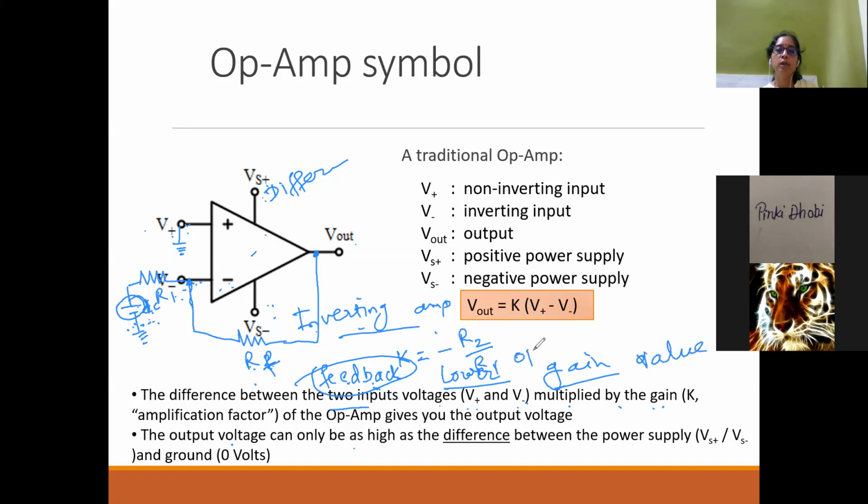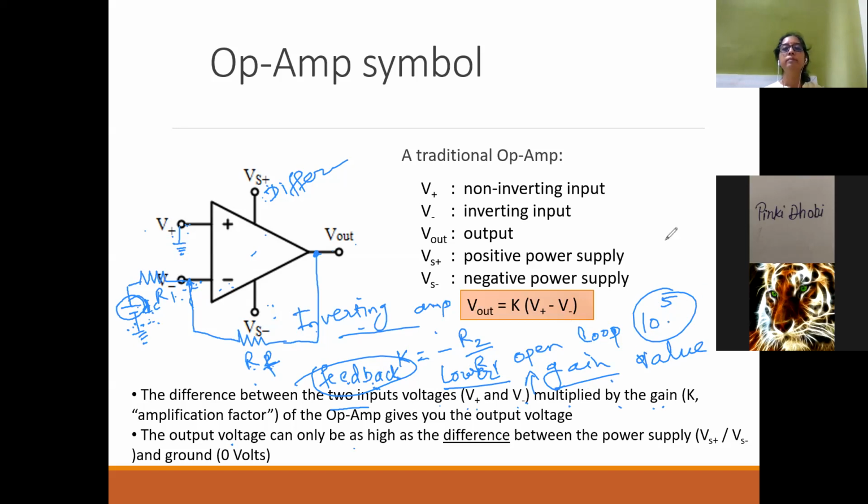You can call it the open loop gain value, which is very high, of the order of 10 raised to power 5. If we don't connect this kind of resistor between output and input, the gain value is very high.